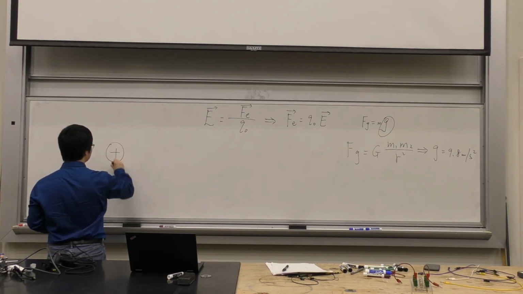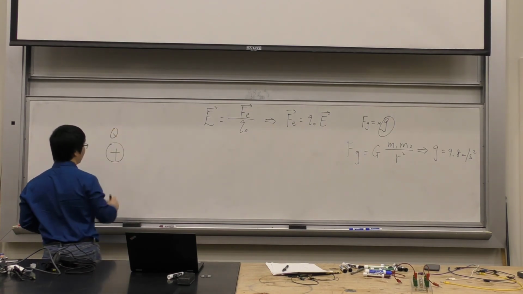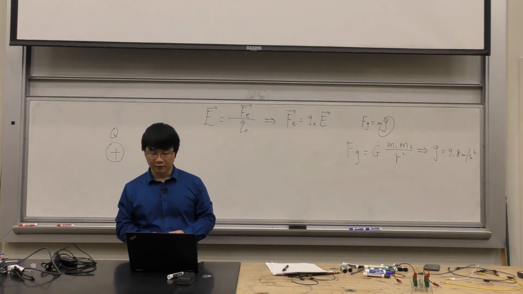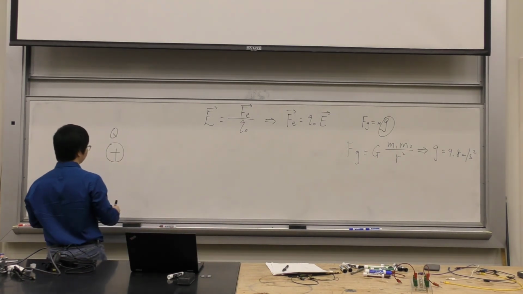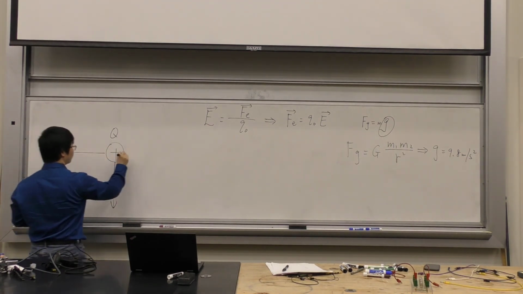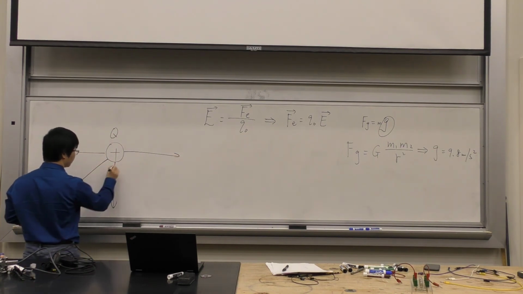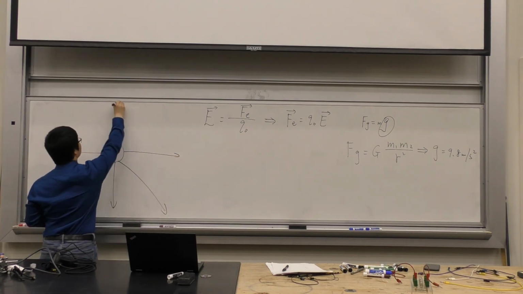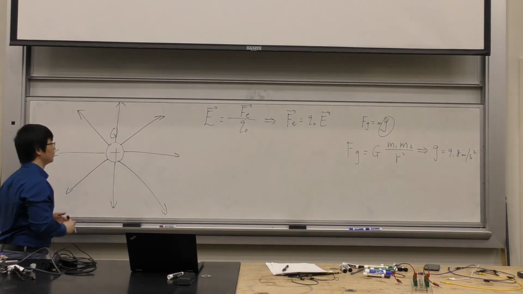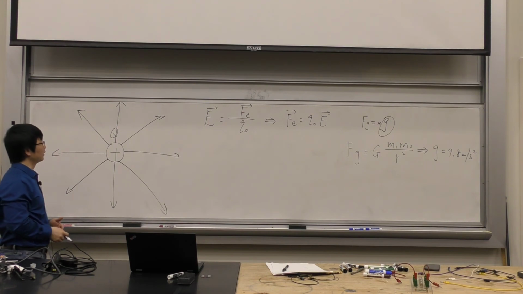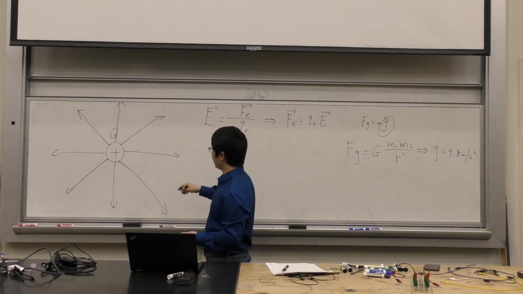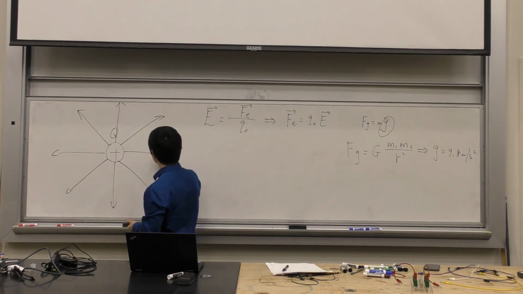So let's start with the simplest case, a positive source charge. A positive source charge, as we discussed last time, the electric field lines, we draw electric field lines outward. So the convention is this: we draw electric field lines outward to represent the electric field created by this positive source charge, okay. So then I want to find the electric field at this point.